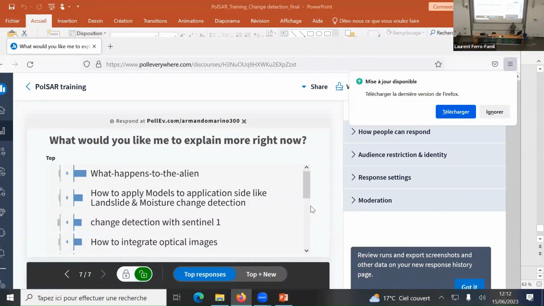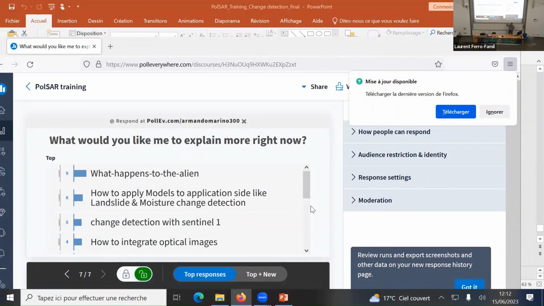Change detection with Sentinel-1. Absolutely, you can do it. Almost all you saw here can be applied to Sentinel-1. Sentinel-1 has dual pole. You have to make sure you get the SLC, don't get the GRD, so you have the phase. But this means that your covariance matrix is two-dimensional, 2 by 2, it's not 3 by 3. But all the algorithms can apply, all of them.